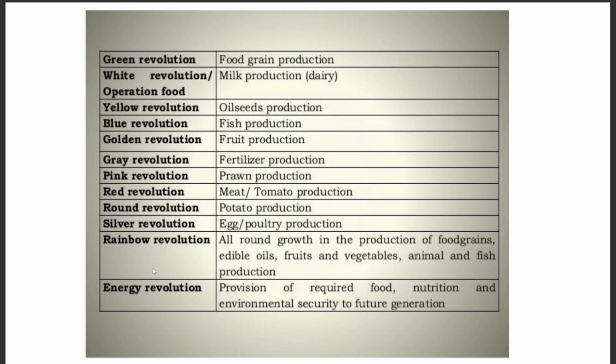Rainbow revolution is for all the different areas of production, mainly food grains, edible oils, fruits, vegetables, animal and fish production. All these things can be considered as different colors, so it looks like a rainbow. That is called the rainbow revolution. Then we have the evergreen revolution, which is mainly for food, nutrition and environmental security for our future generation.